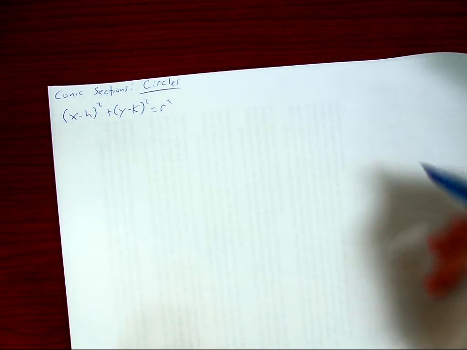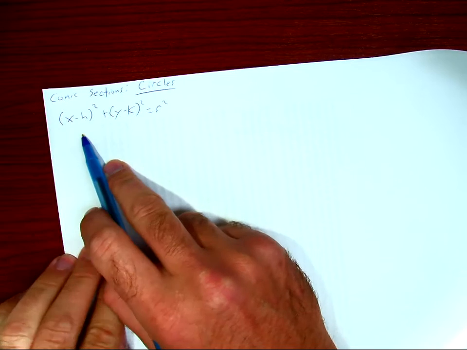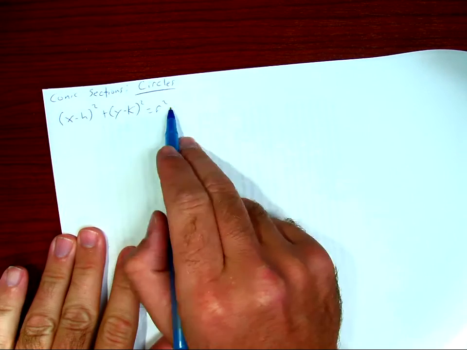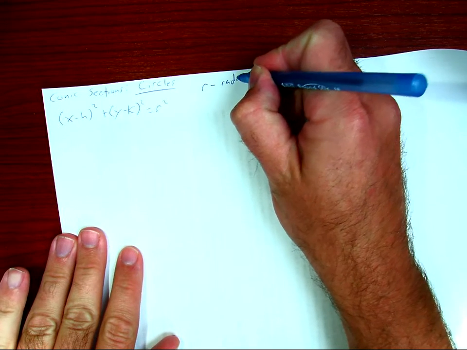Okay, so in this video, we're going to talk about circles, which is the first conic section that your students are going to learn about in Algebra 2. Okay, so talking about the standard form, x minus h squared plus y minus k squared equals r squared. R is obviously your radius.